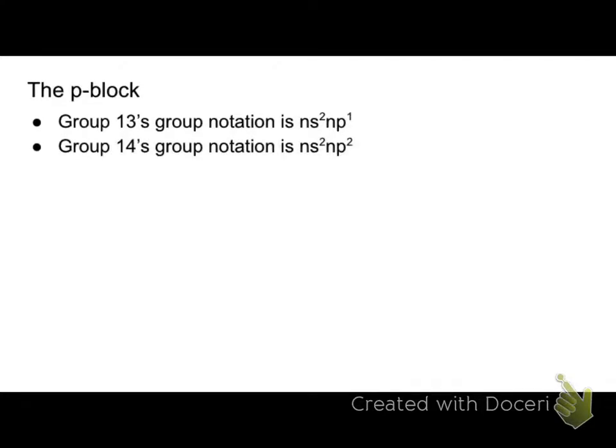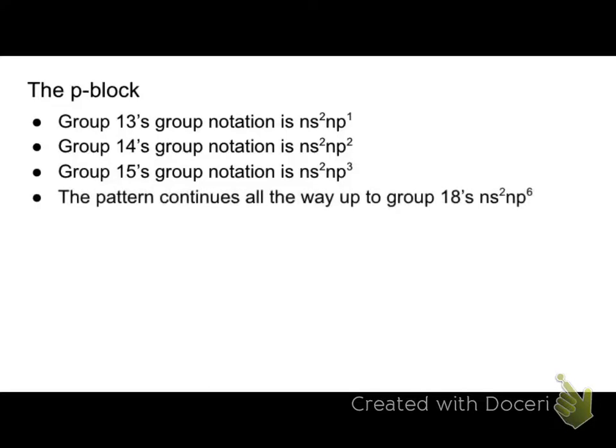Group 14's notation is ns2 np2. Group 15's is ns2 np3, and I'm sure you can see the pattern and fill in that it would be one more in the p orbital for each of them as we go across the period to the right, all the way up until we get to group 18, and theirs is going to be ns2 np6, which means they have 8 in their outer shell and are therefore stable.